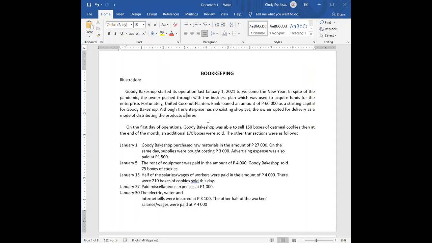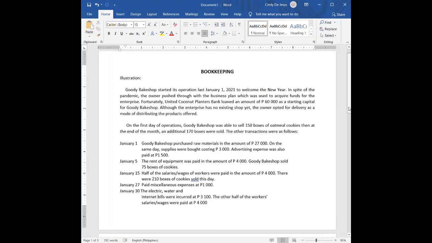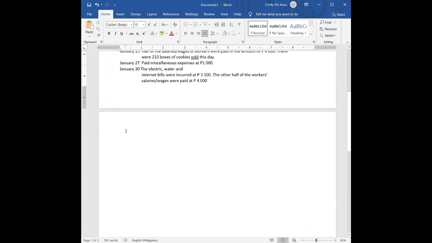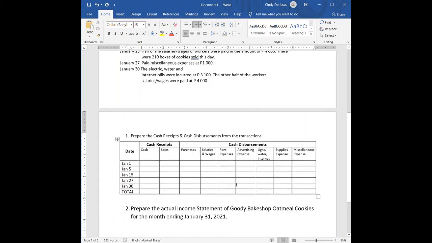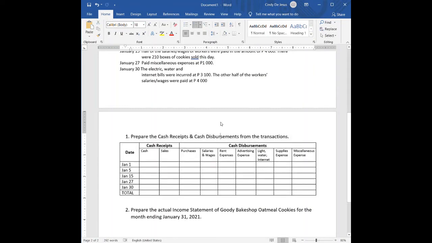All the transactions, you just have to place them in cash receipts and cash disbursements. Okay? So what you will do is prepare cash receipts and prepare cash disbursements. And of course, after that, you can already prepare your income statement. Okay, so with this, I have this table already, just like what you have in your activity sheet.